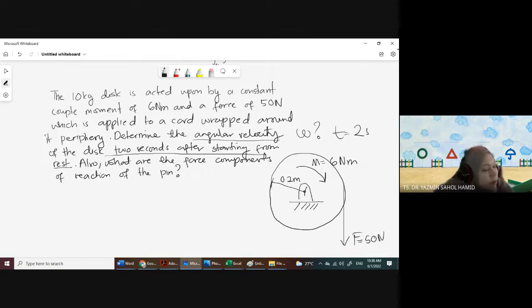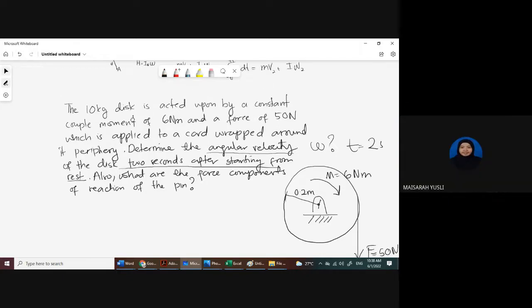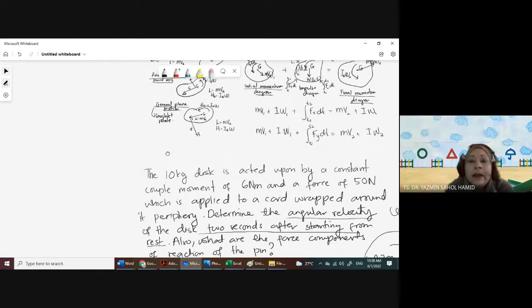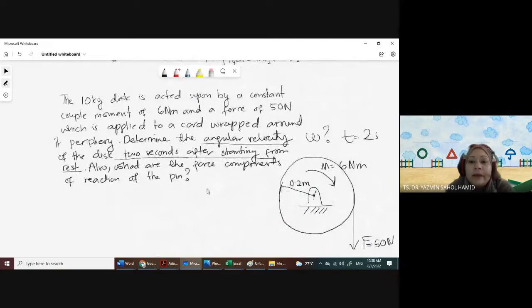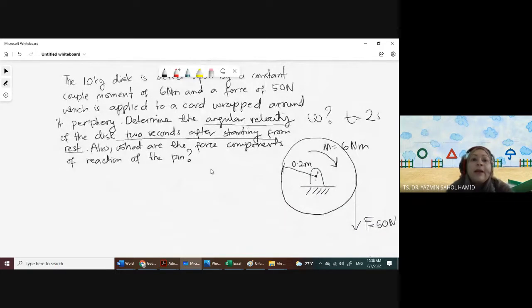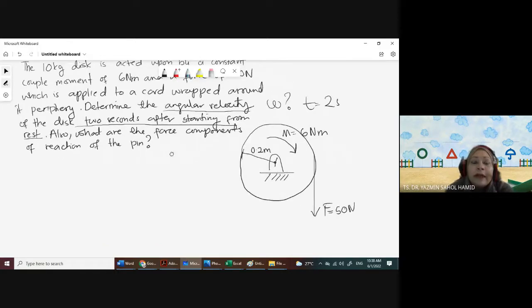So kalau starting from rest, what do you understand? Initial apa ni? Angular velocity. Initial momentum ni kosong lah. Initial momentum diagram dia kosong lah. Okay. Alright. So what are the force components of reaction of the pin?